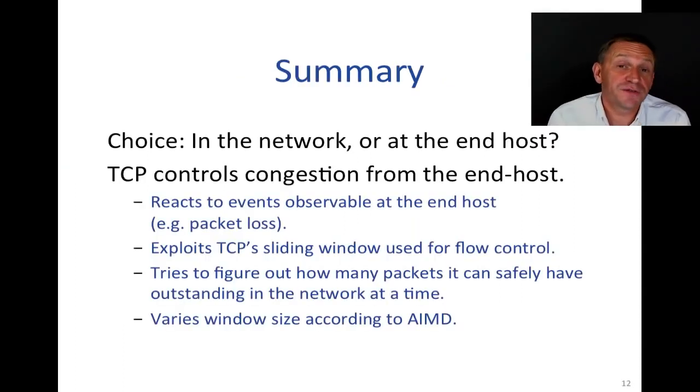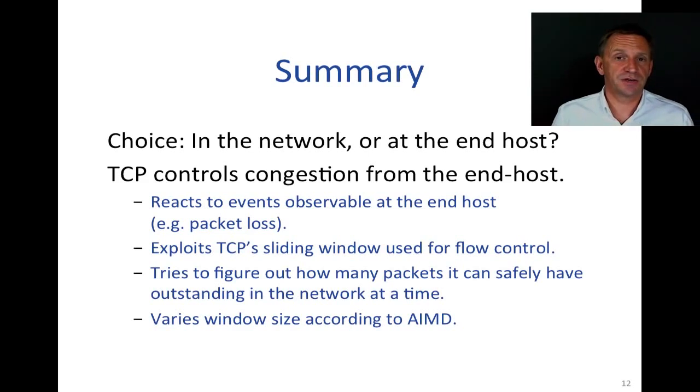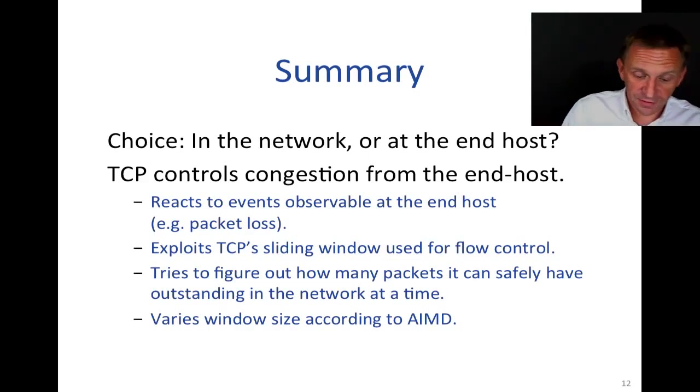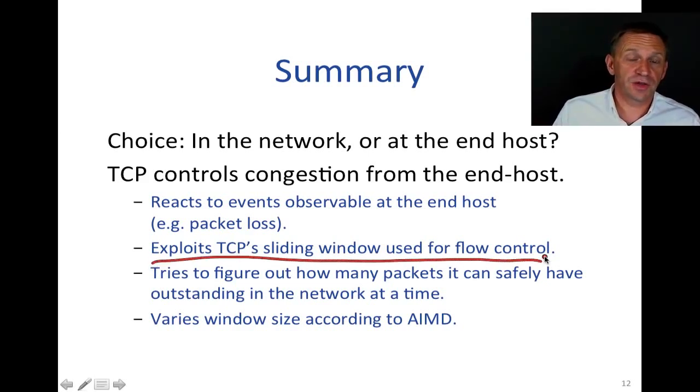So in summary, we have a choice when we're implementing a congestion control algorithm. We can implement it in the network, or we can implement it at the end host. TCP controls congestion from the end host because IP offers it no support by default. So it gives no signals or indication of congestion other than dropping packets. So it merely reacts to events that are observable at the end host, in particular packet loss. It exploits TCP's sliding window, which is used for flow control, and it's going to overload that sliding window by changing the window size to try and control congestion.